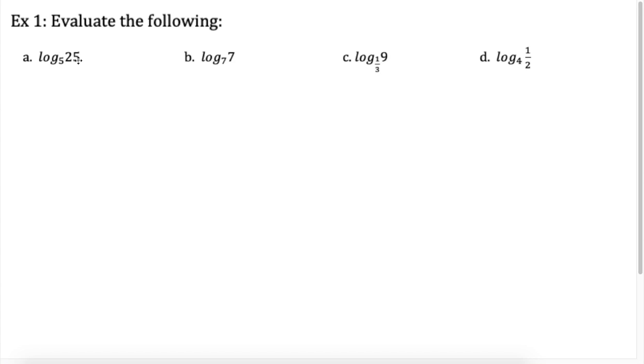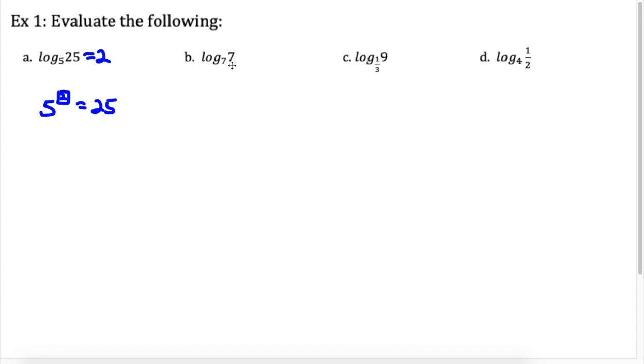Okay, so what we're saying here is log base 5 of 25. I'm going to rewrite this as an exponential. Okay, 5 to what power, right? That's what's going to go over here. The exponent is what's over here, equals 25. Well, 5 to the 2nd power equals 25. So log base 5 of 25 is equal to 2 because 5 to the second power equals 25.